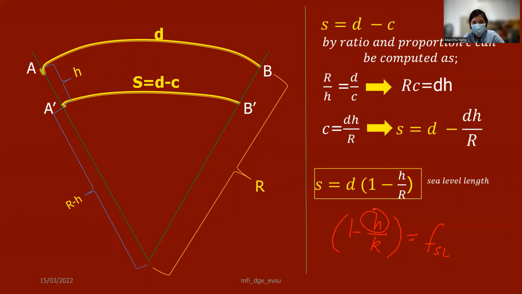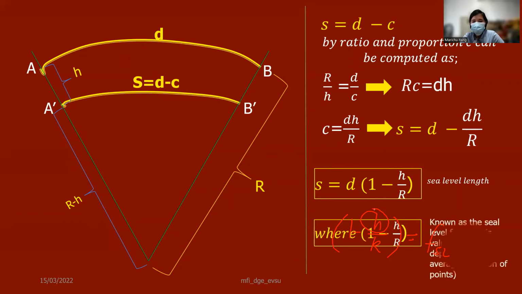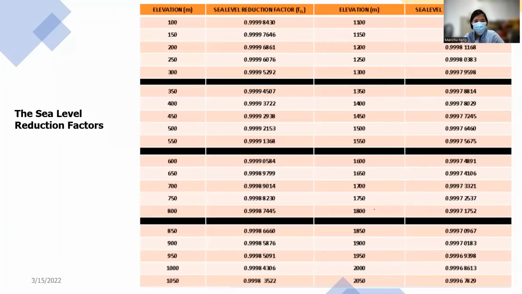So, meron tayong pre-computed na value ng FSL or yung C level factor. So, this is the pre-computed na. I think yung R na ginamit is 6370 na kilometers. If you use this R, you can probably compute this value of FCL.